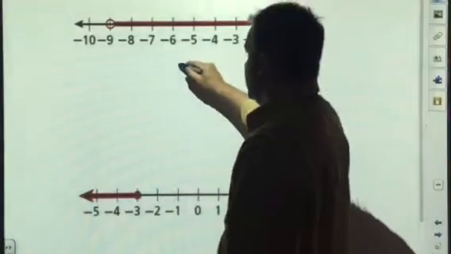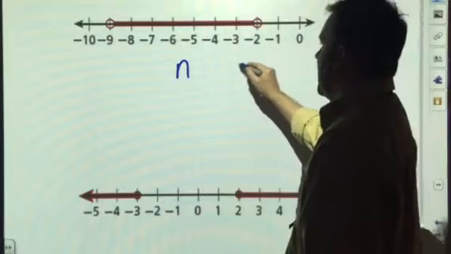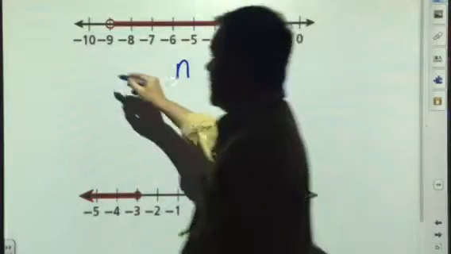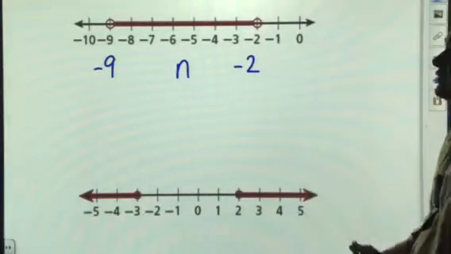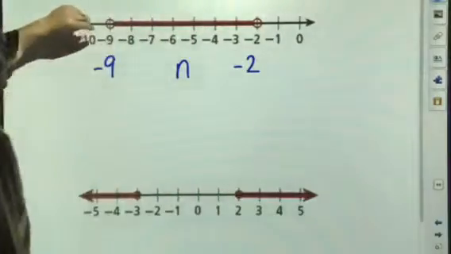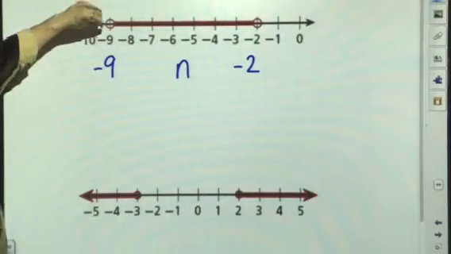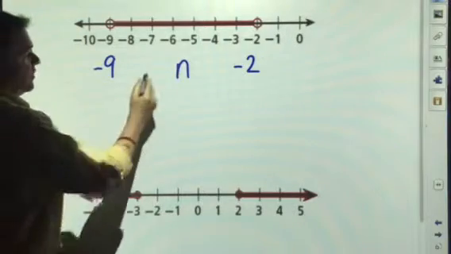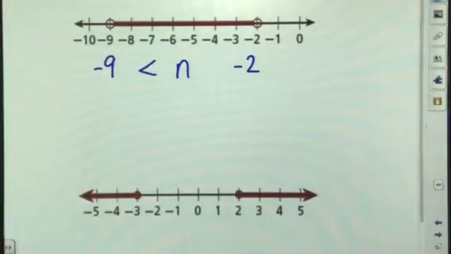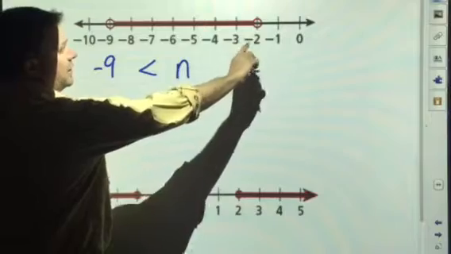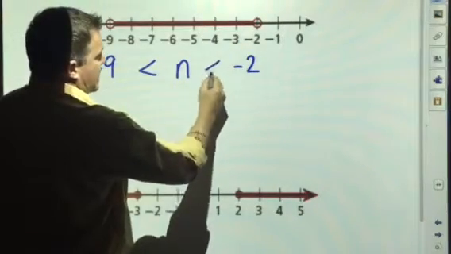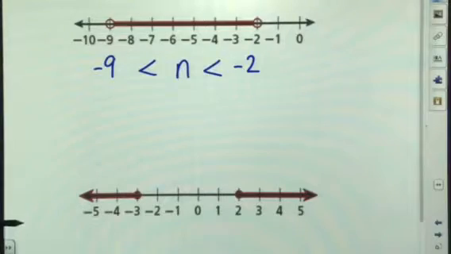We need a variable. We're going to just place it in the center. Something is happening around -2, and something is also happening around -9. Okay, when you think about what the graph is saying, you should recognize that -9 is the lowest point. The lowest point is -9, so this variable must be greater than -9. Okay, -2 is our highest point, so this variable must be less than -2. Neither one of them are filled in circles, so we do not need equal signs at the bottom of each of our inequalities.